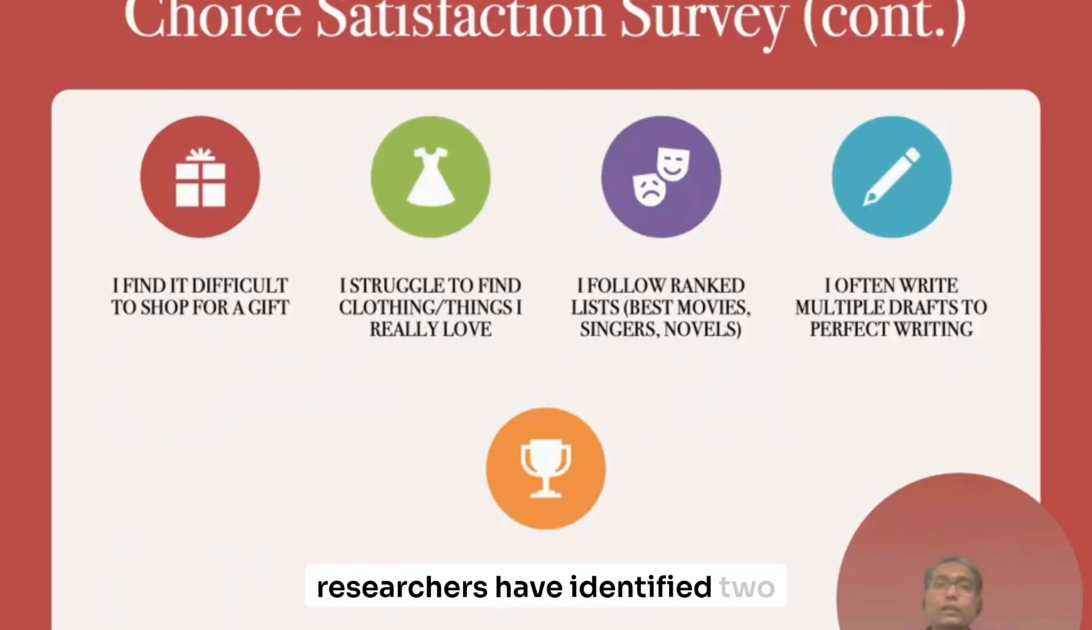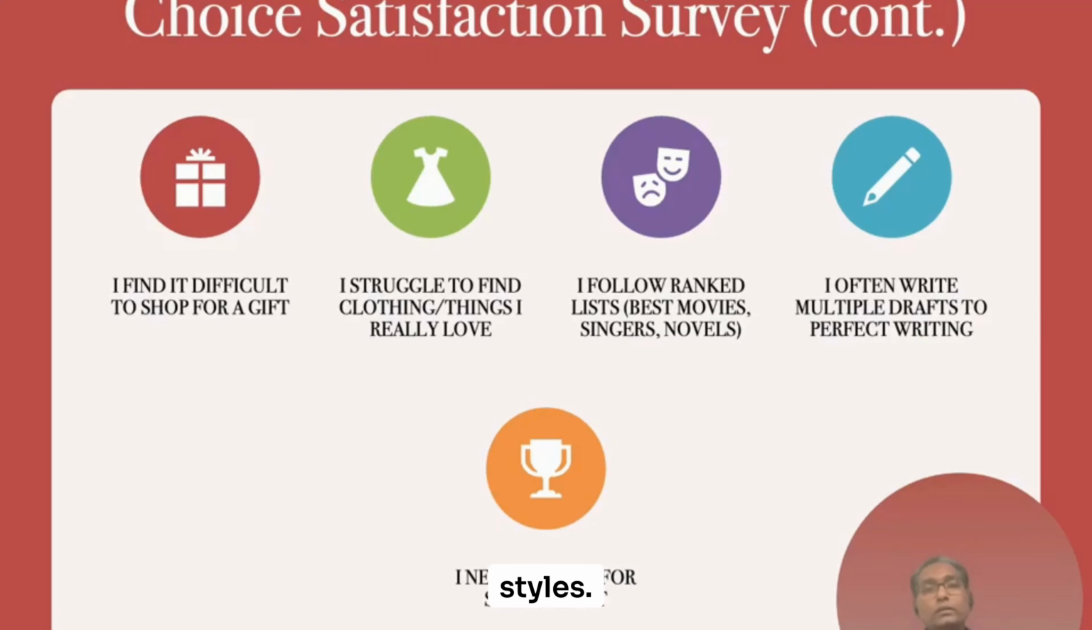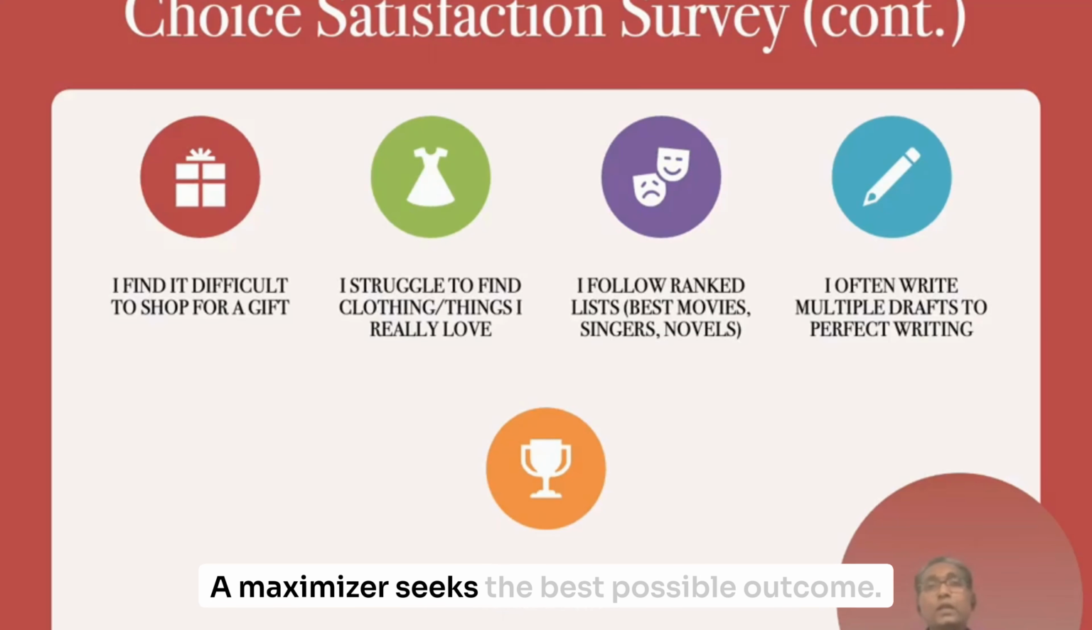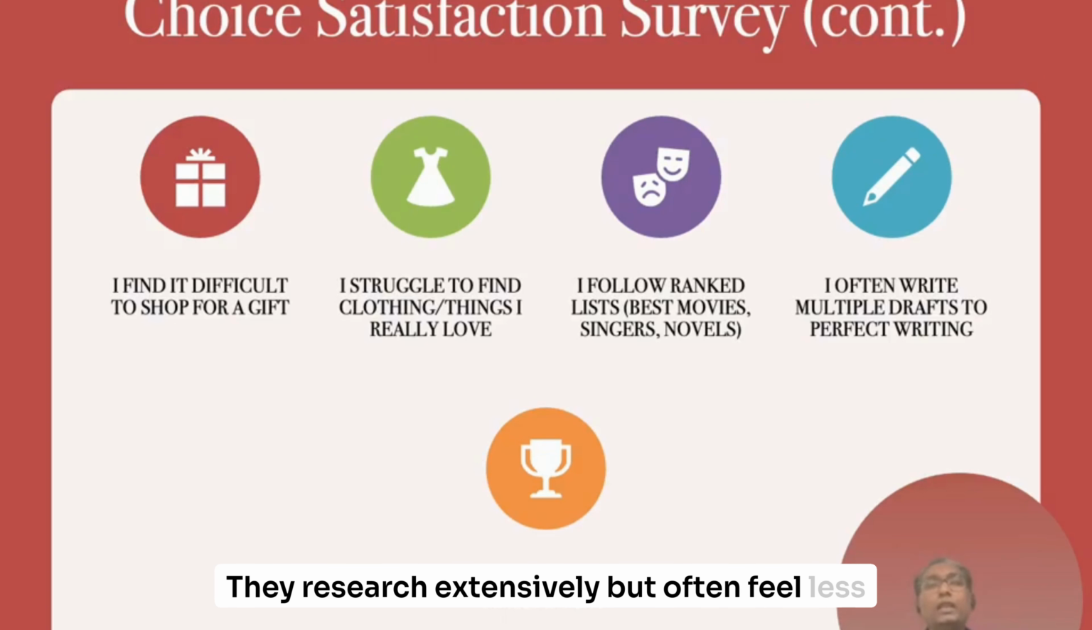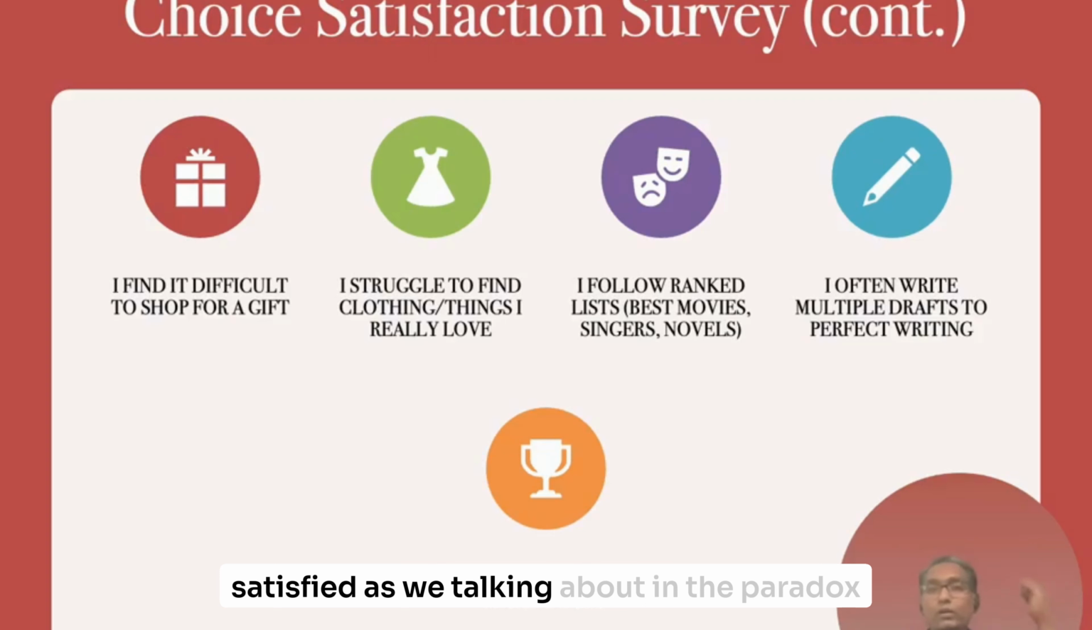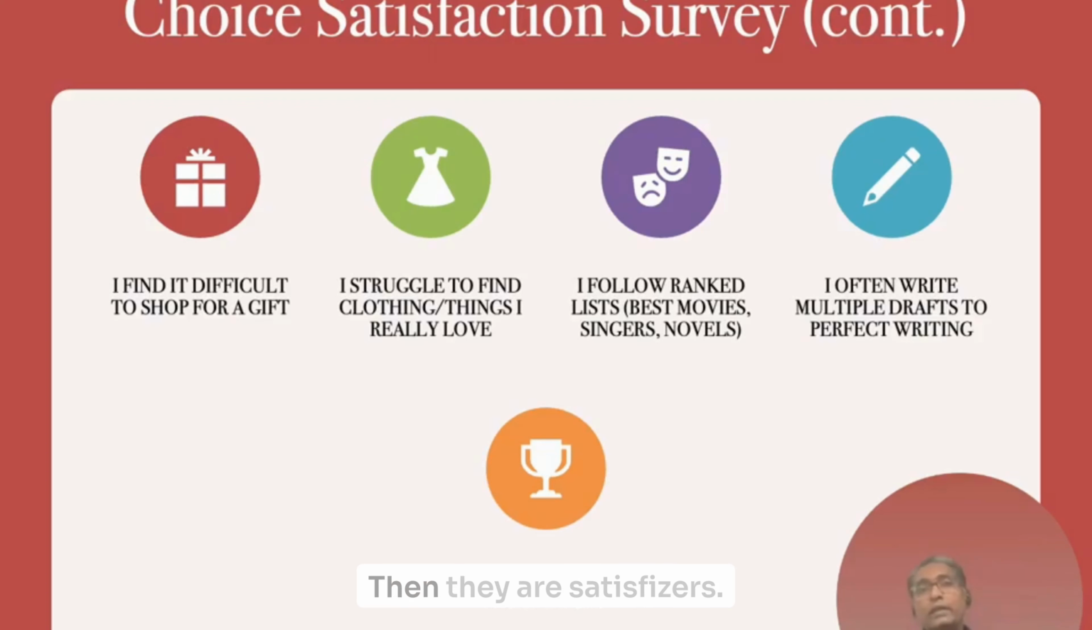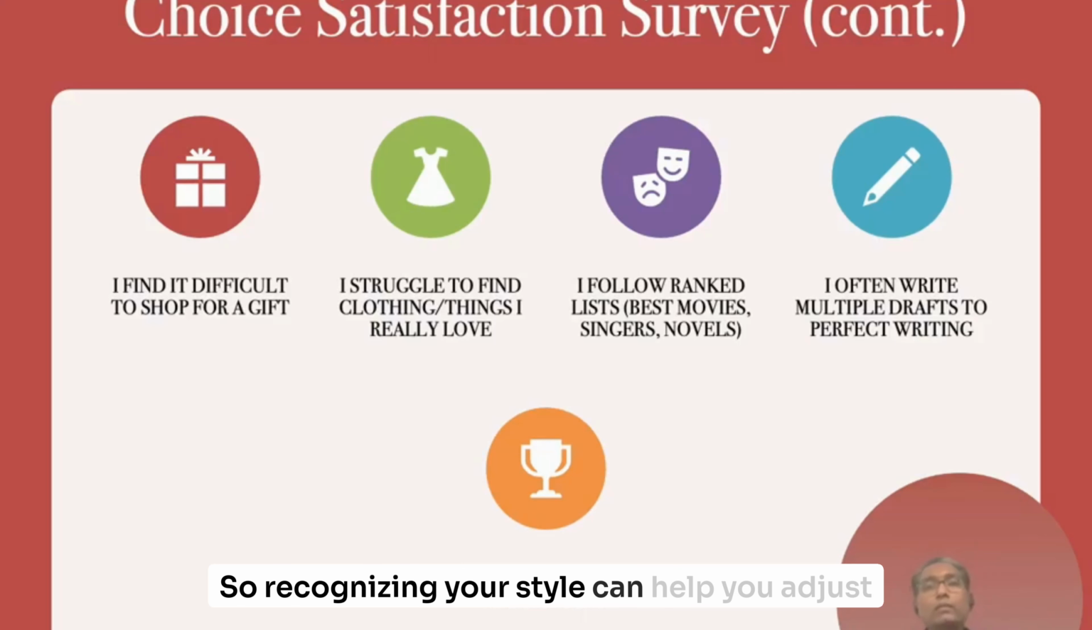Researchers have identified 2 decision-making personalities. People seem to fall into 2 broad styles. You are a maximizer or a satisficer. A maximizer seeks the best possible outcome. They research extensively but often feel less satisfied, as we were talking about in the paradox of choice. Then there are satisficers. They set clear criteria, choose a good enough item and move on, reporting higher well-being. So recognizing your style can help you adjust.